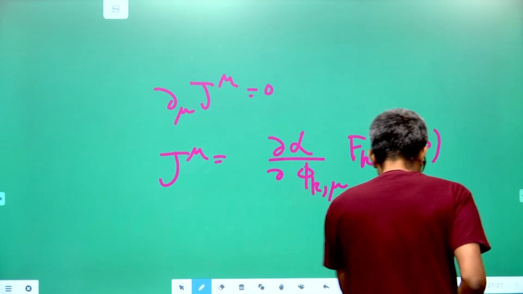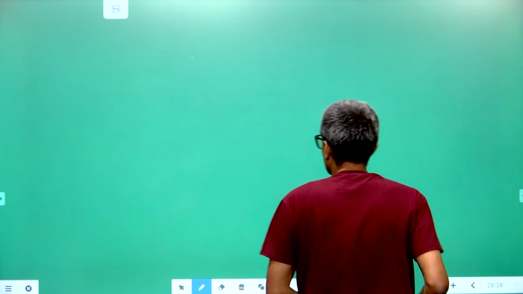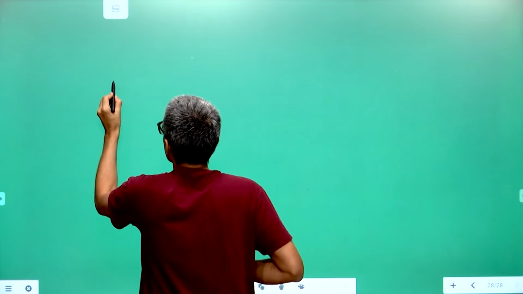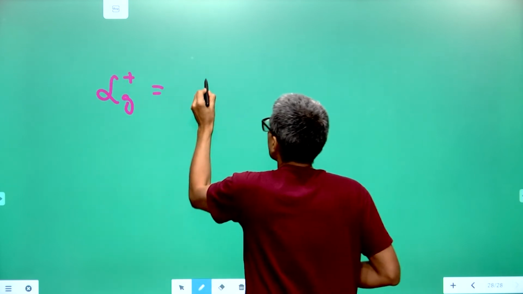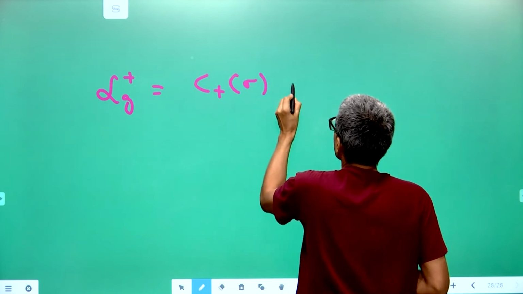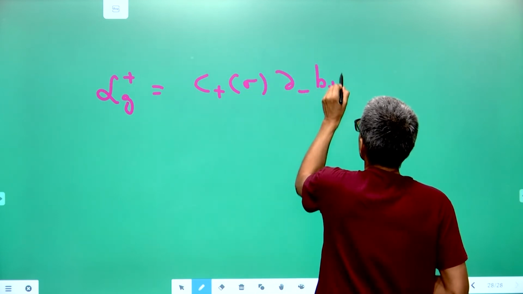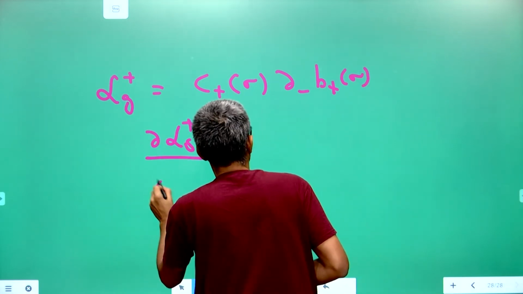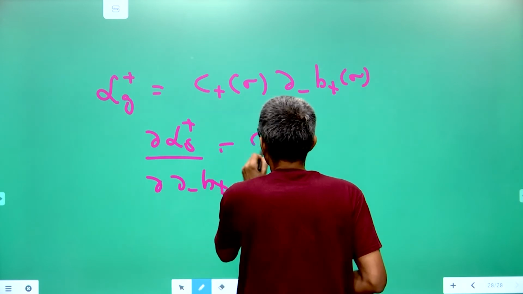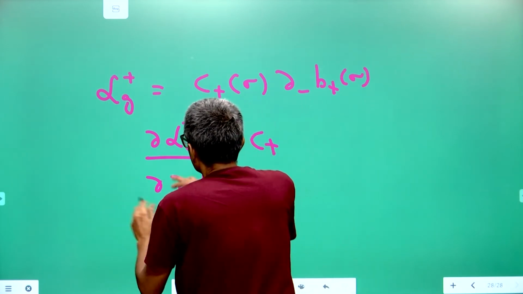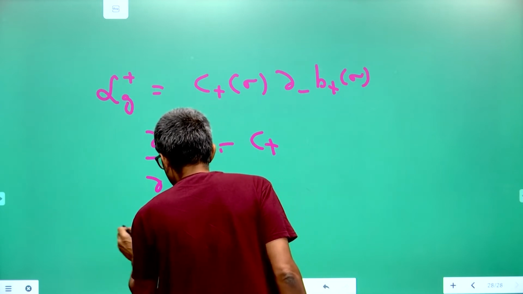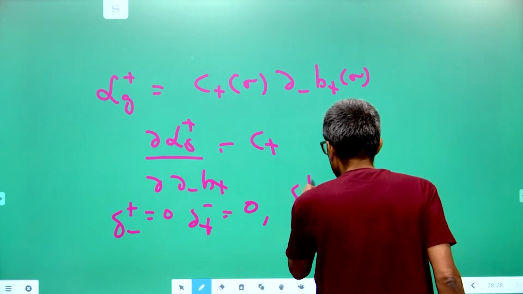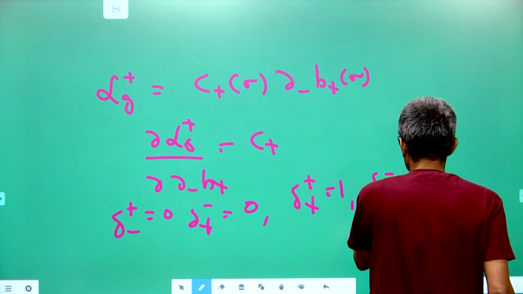Now if you apply this relation, you calculate the energy momentum tensor of the ghost field. The ghost Lagrangian is given by C plus into dou minus of B plus, so what is dou L_g by dou minus B plus? That is C plus. So you get immediately, in the light cone coordinate system, that delta plus minus is 0, delta minus plus is 0, delta plus plus is 1, delta minus minus is 1.